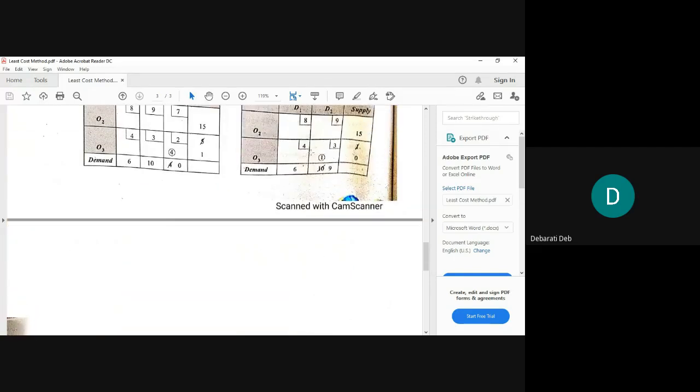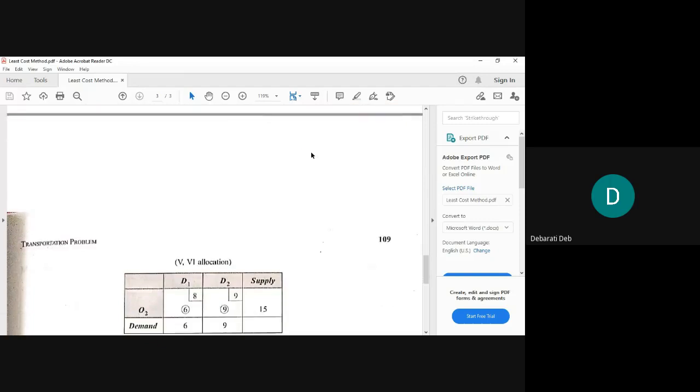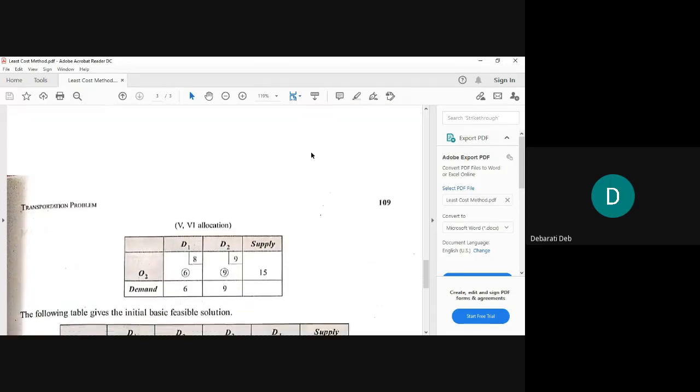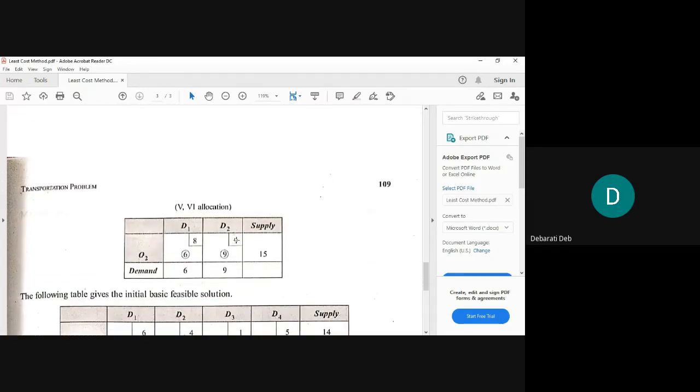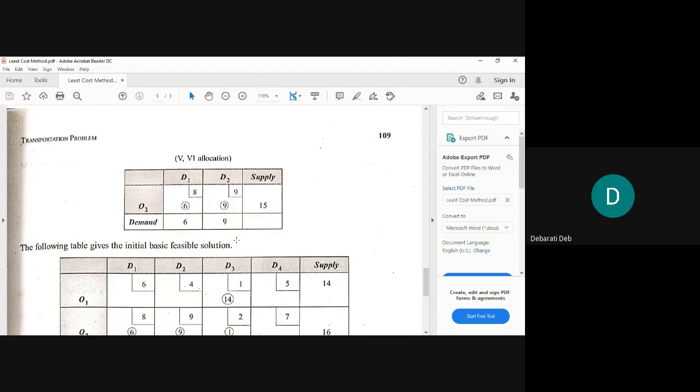This O3 is getting eliminated, so only O2 will be there. Only O2 and D1 and D2. You write like this. For the fifth and the sixth allocation, give the heading, and you will write O2 on the row side and D1 and D2 on the column side. And the costs will be 8 and 9. In the O2 row, the costs are 8 and 9.